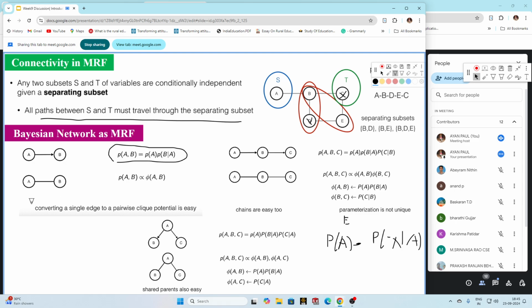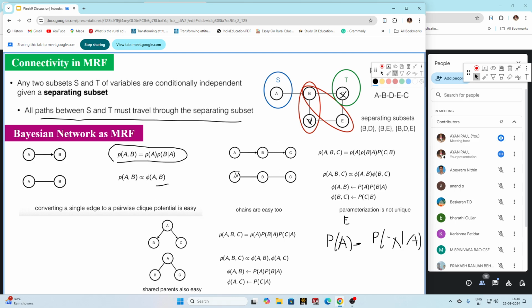Now what about this case, if we convert it into an undirected graph? The probability of A, B will be proportional to, because we cannot write equal to since 1 by Z is also there, phi of A B. That means the potential function of clique A B, because we can only form one clique here. So converting a single link to a pairwise clique potential is easy.